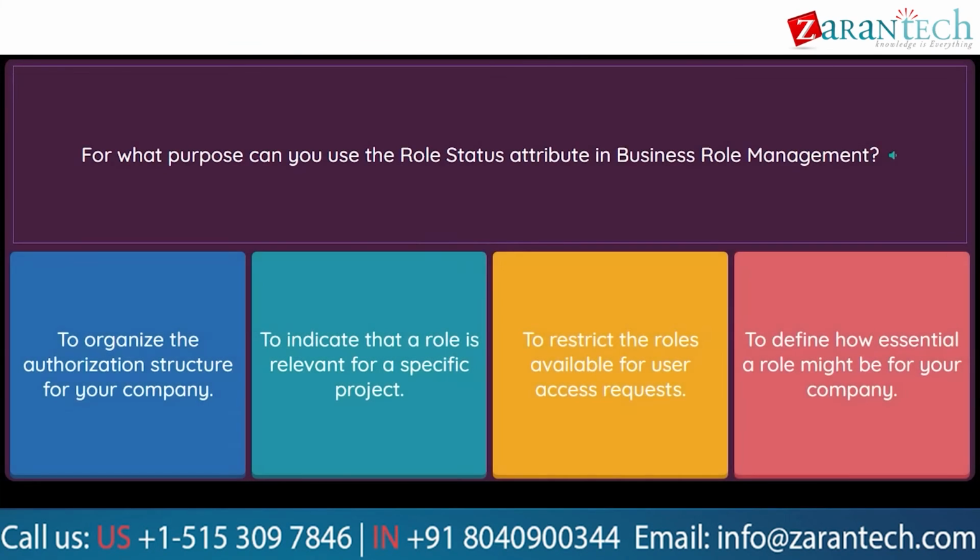Question: for what purpose can you use the role status attribute in business role management? Option 1. To organize the authorization structure for your company. Option 2. To indicate that a role is relevant for a specific project. Option 3. To restrict the roles available for user access requests. Option 4. To define how essential a role might be for your company.